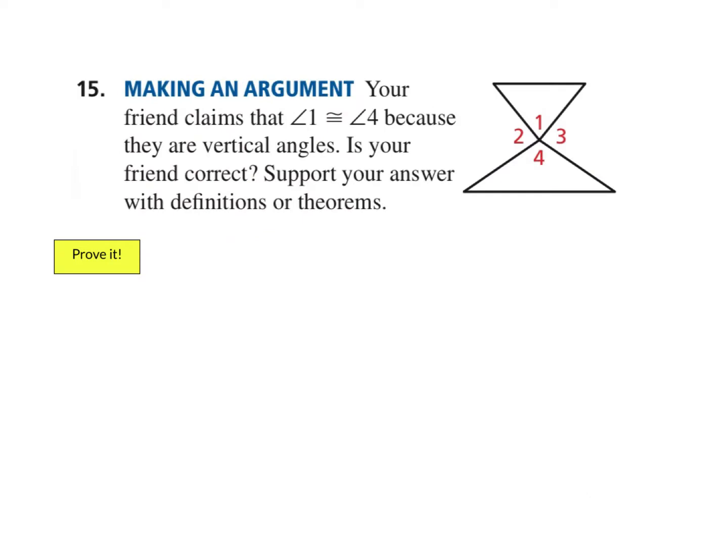Make an argument. This says prove it. I wrote that in there. Your friend claims that angle 1 and angle 4 are congruent because they are vertical angles. Is your friend correct? And support your answer with definitions and theorems.